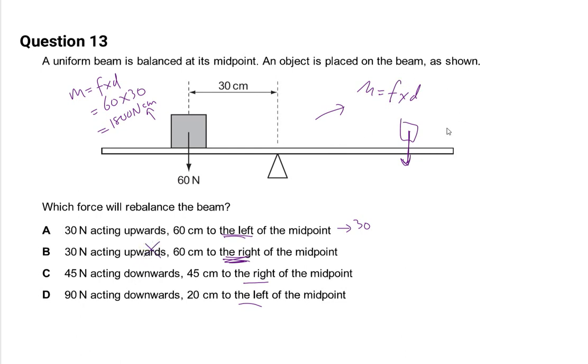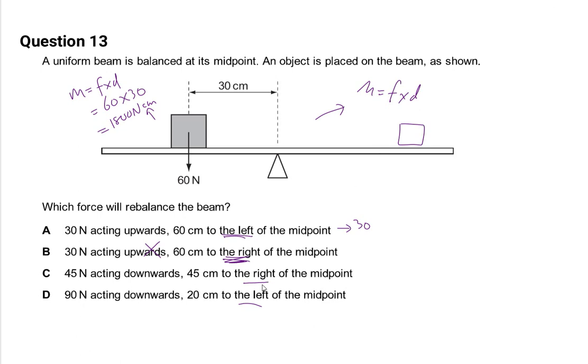Now why can't it be B? Because B is telling you that you put something here, and this one is pushing up. If it's pushing up, you're going to have a rotation. It's going to go like this, and it's going to go like this. So you're going to have a full rotation. So it can't be B.